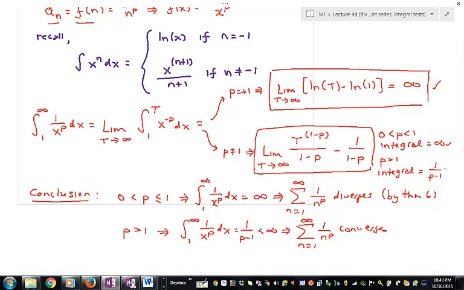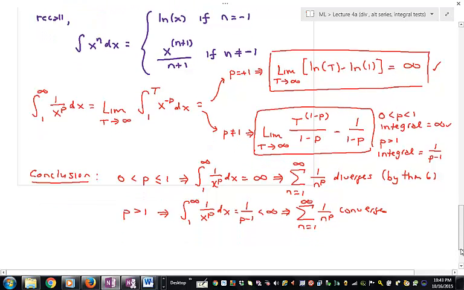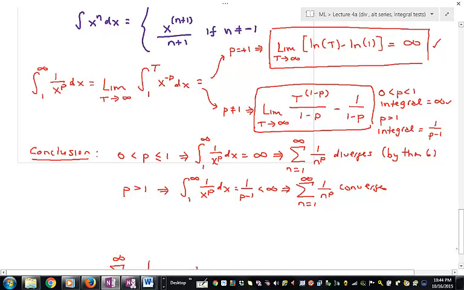And so now we can reach our final conclusion, which is when this p series converges. We see that when p is between 0 and 1 inclusive, the p series diverges. And when p is greater than 1, okay, the p series is going to converge.